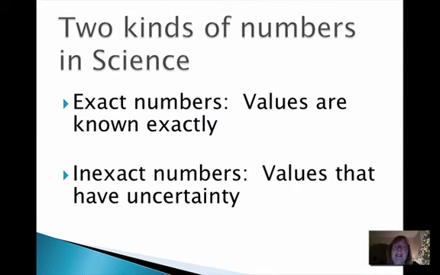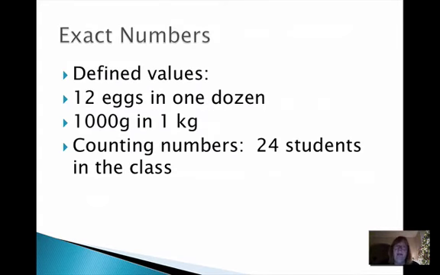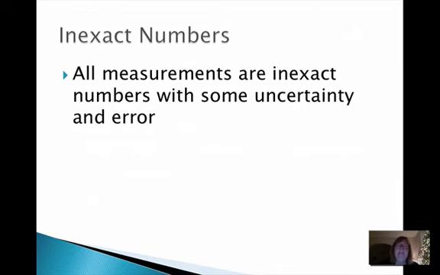There are exact numbers, and these are numbers where their values are known exactly. And there are inexact numbers, and these are values that have uncertainty. Exact numbers are defined numbers, like there are 12 eggs in a dozen. That 12 is an exact number. Or some definitions, like there are 1,000 grams in a kilogram. Or if you're counting something, like 24 students in a class. Again, their value is known exactly.